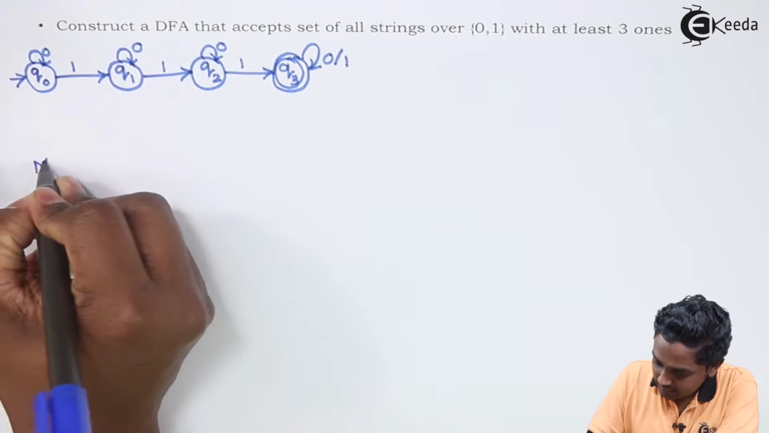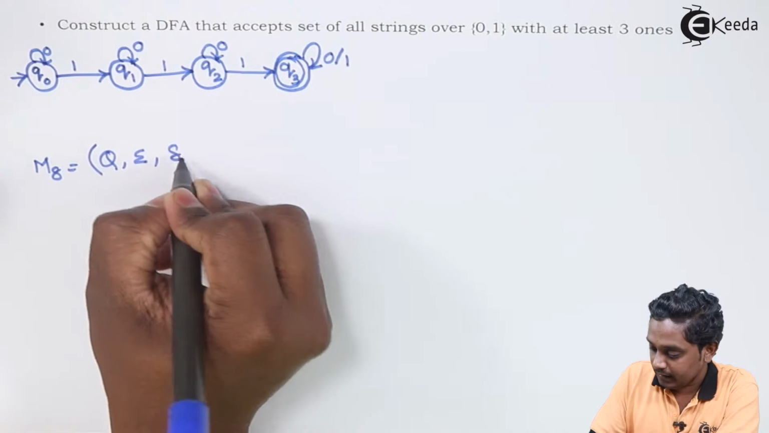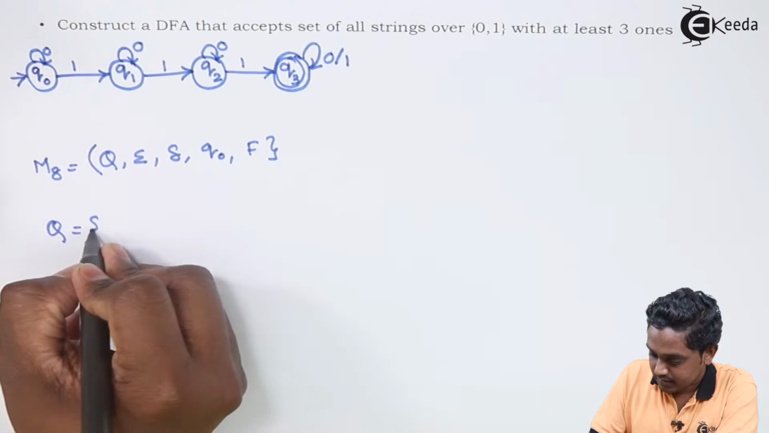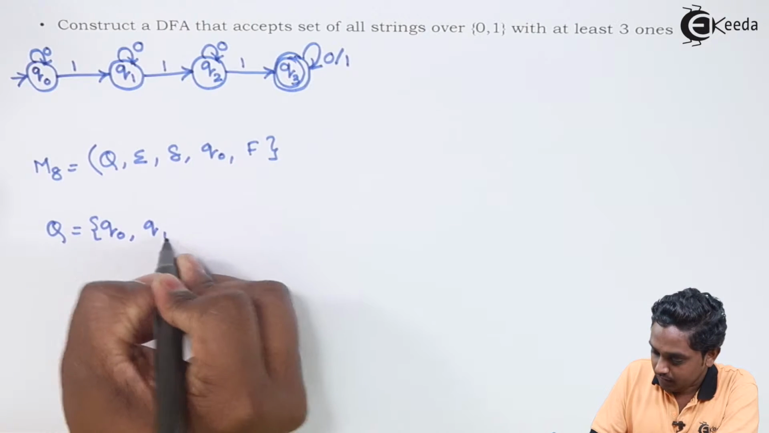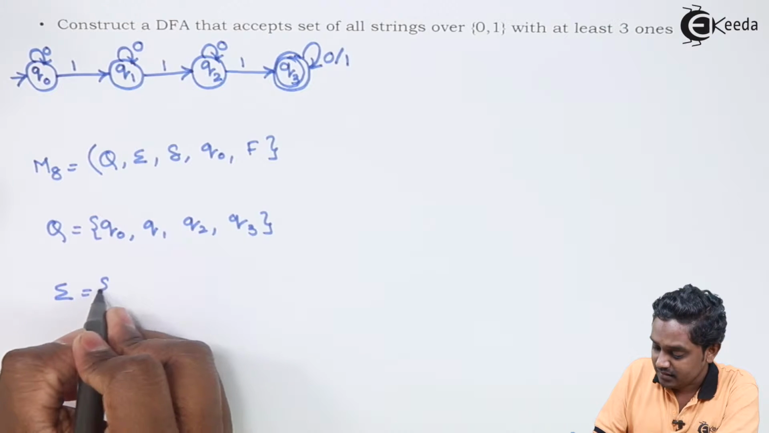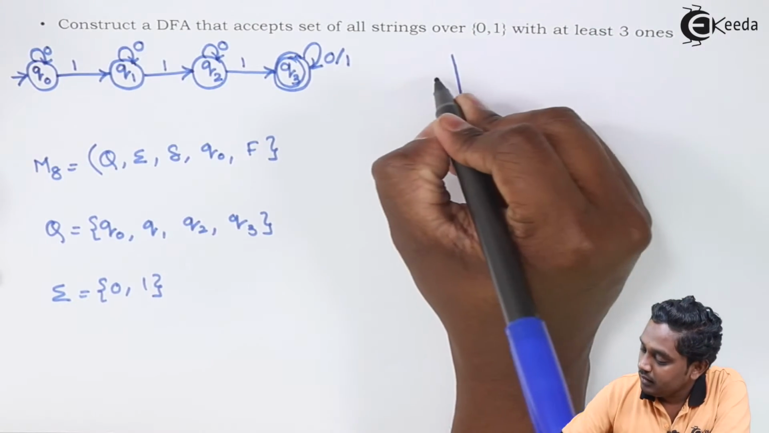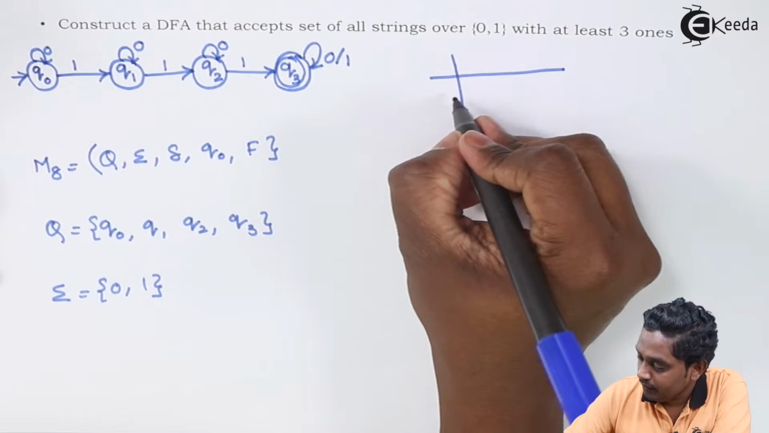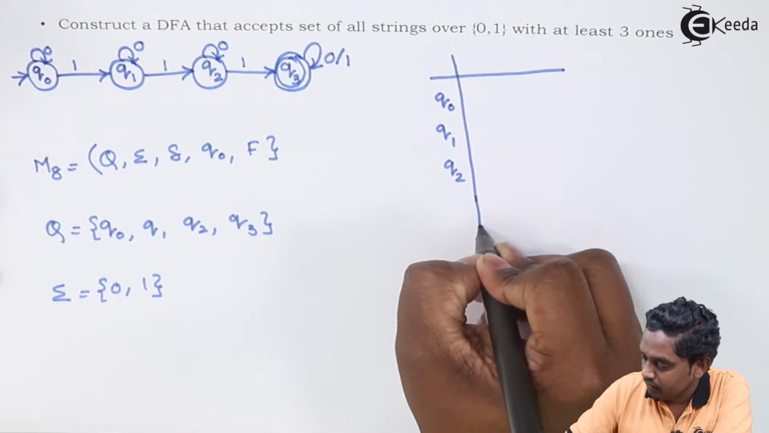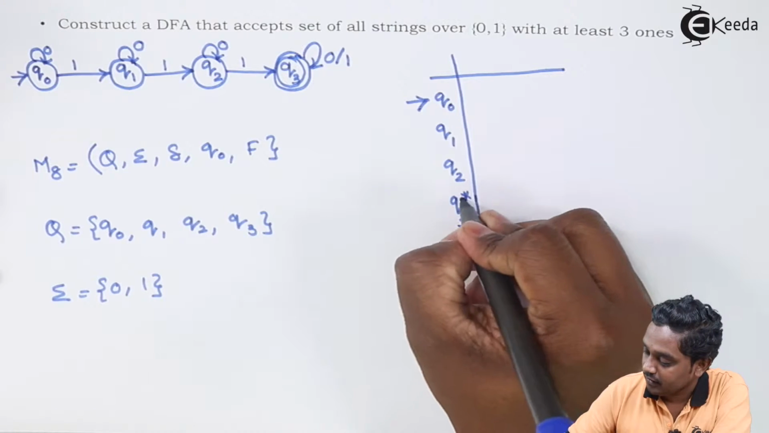Mathematical definition. Let's name this machine M. It is Q, sigma, delta, Q naught, and F. Here Q is the set of states which are Q0, Q1, Q2 and Q3. Sigma is the input set which is 0 and 1 in our case. Delta, let's draw the transition table. We have here Q0, Q1, Q2 and Q3. Out of them, Q0 is the initial state and Q3 is the final state.